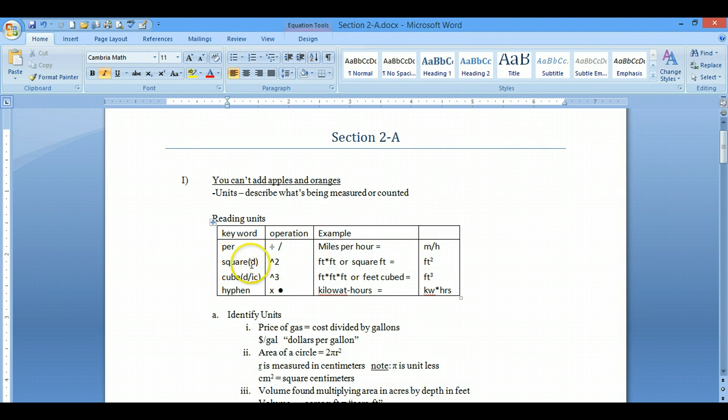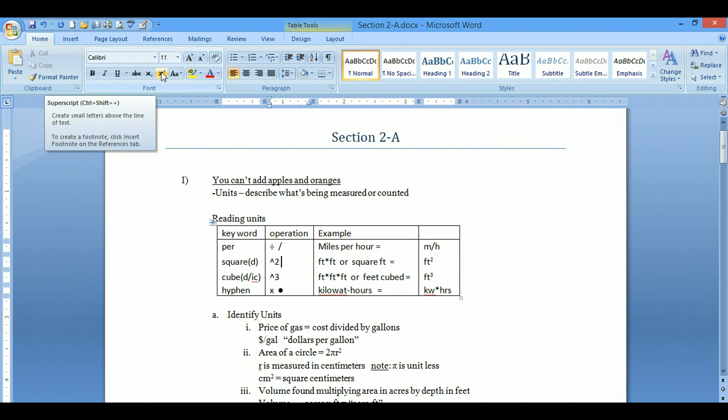Square or squared is when I raise something to a 2 power, or I can do a superscript of 2. That's also square or squaring. This is when I have feet times feet, or I can rewrite it square feet, and it's written feet raised to the second power.